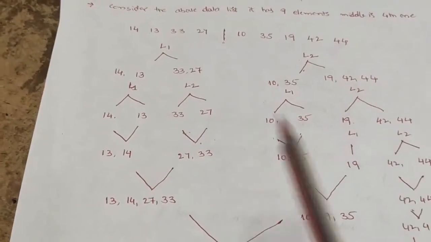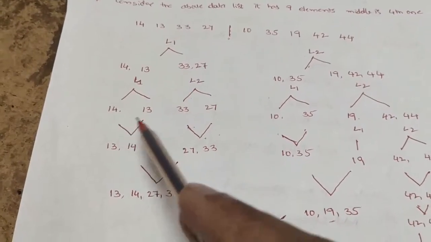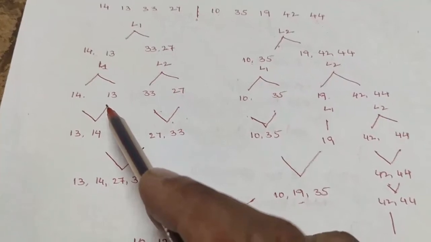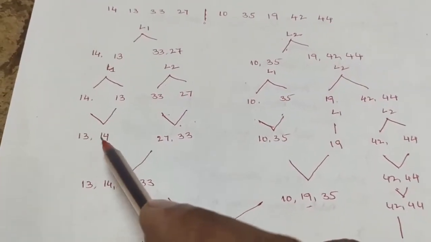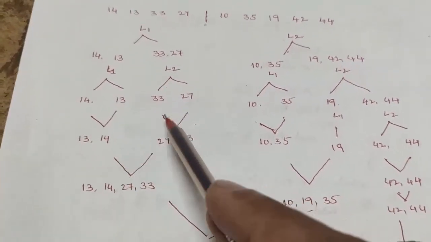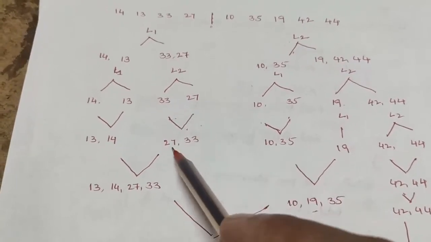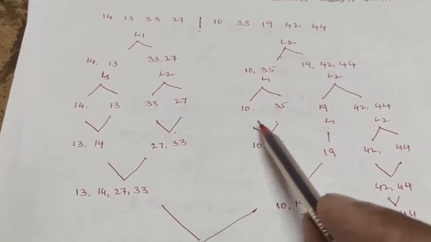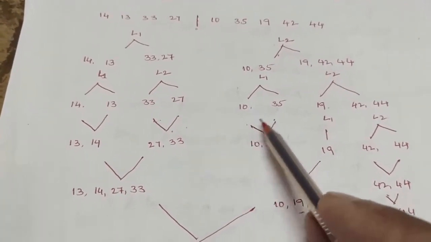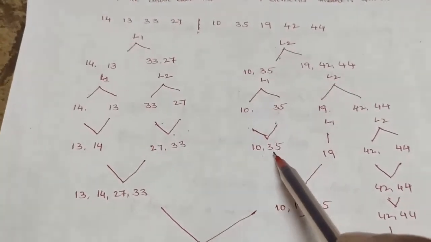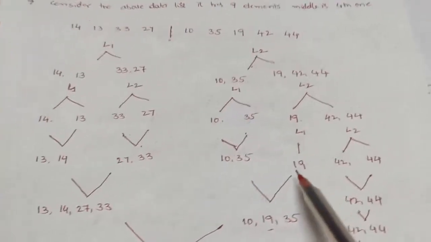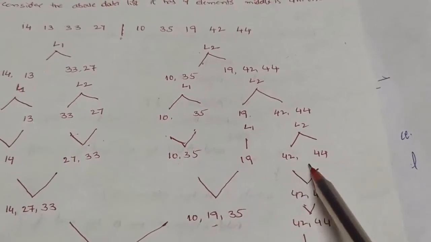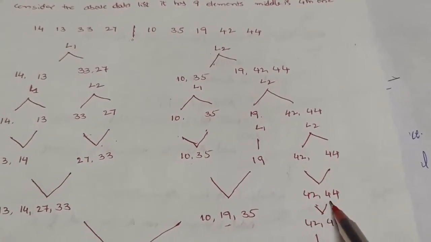Now we try to combine these sublists for L1 and L2, right? So 13 and 14, I merge in ascending order: 13 is first and 14 is second. And 33 and 27: 27 is first and 33 is next. In the same way, I merge the two adjacent sublists 10 and 35: 10 is first and 35 is next. And 19 is only there. And then the sublist 42 and 44: 42 is first and 44 is next.